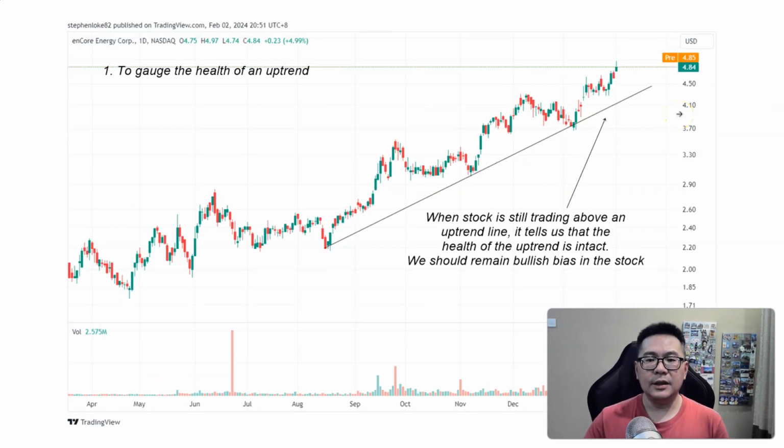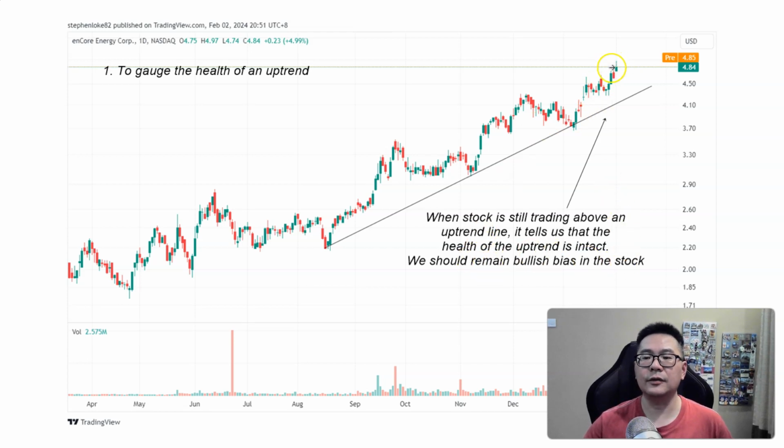Now, there's something important for you to remember: whenever you draw an uptrend line, let's say this is the uptrend line you've drawn, it is anchor energy. What we can do is, as long as the stock is still trading above the uptrend line, it tells us that the health of the uptrend is intact, and we should continue to remain bullish buyers in the stock.